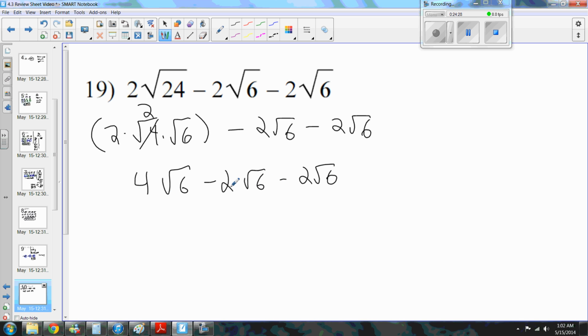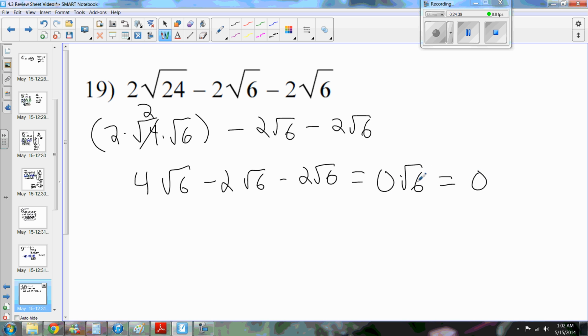What's that? 4 minus 2. These are all root 6s, so I can feel free to add all of them. 4 minus 2 minus 2 is 0 root 6, but we don't write that. We just write 0. Anytime you have 0 as a coefficient to a radical, this is 0 times root 6, which is 0. Final answer is 0.